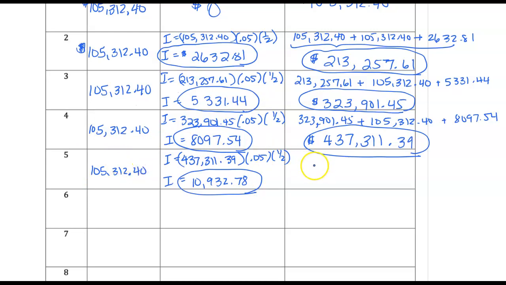Then to find the amount in the account, we're going to take the old balance, $437,311.39, adding the new payment of $105,312.40, and adding that interest. And we end up with $553,556.57.